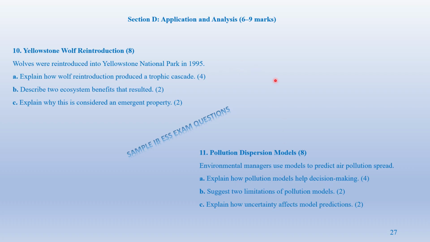Questions may require you to use models to predict outcomes, explain feedback mechanisms, assess emergent properties, or analyze how changes in one component of a system affect others. You may also be asked to compare different model types, evaluate their usefulness and limitations, and justify management decisions using evidence. To achieve high marks, go beyond simple description. Explain cause and effect relationships, use appropriate ESS terminology, support your arguments with examples, and demonstrate critical thinking.